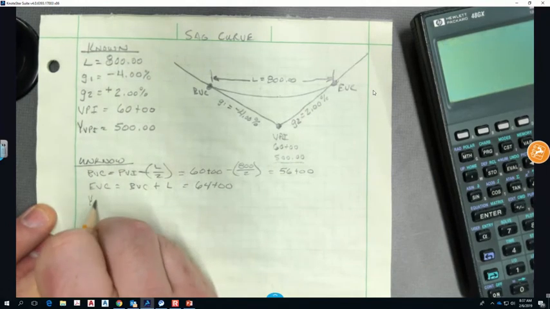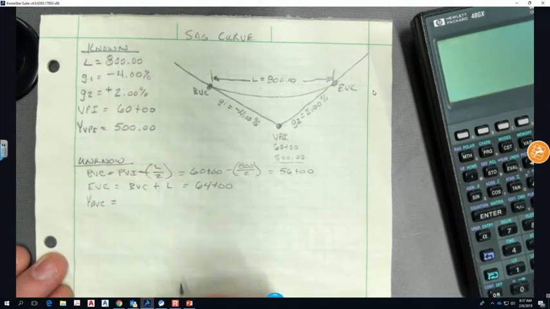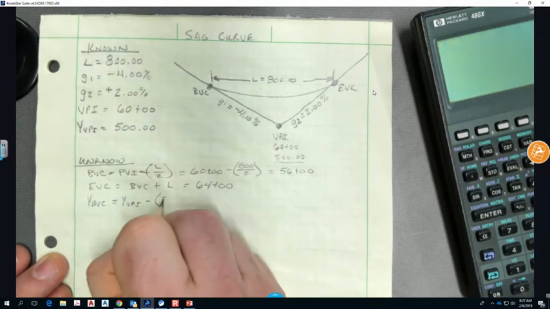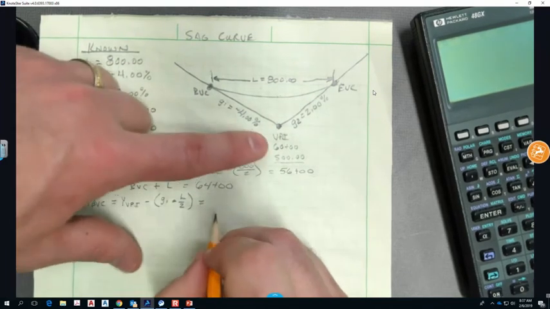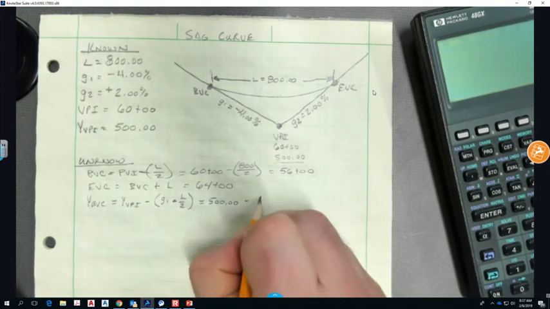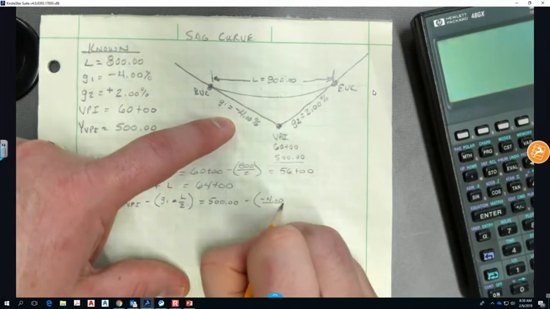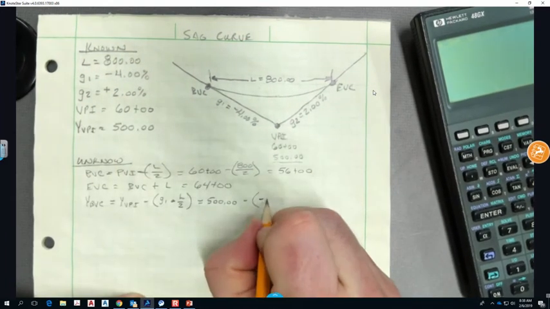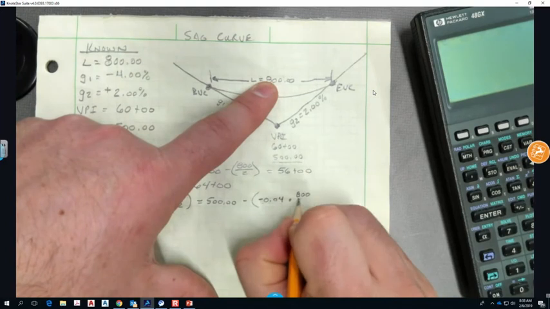All right, so let's find YBVC now. YBVC is a very important thing to find because that's the building block for the rest of our whole formula. That's one of the very first things we always find. And that is YVPI minus G1 times L over 2. So YVPI is 500 minus G1, which is negative 4.00. But remember, we turn this into decimal form, so it's negative 0.04 times L, where L is 800, over 2.